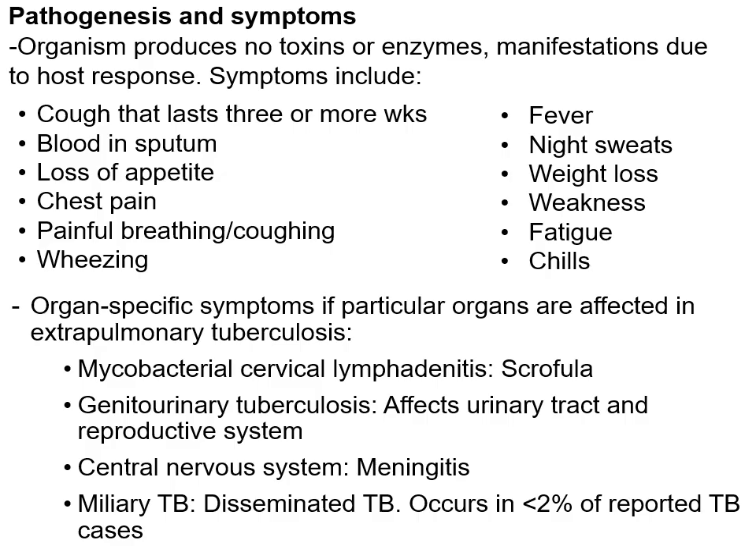Tuberculosis may affect other organs besides the lungs. This is referred to as extrapulmonary tuberculosis, and that includes multiple examples such as infection of the cervical lymph nodes, so you get cervical lymphadenitis. This is referred to as scrofula. It might affect the urinary tract and reproductive system, and this is referred to as genitourinary tuberculosis. You might infect the central nervous system, and as you probably know, this is, of course, meningitis.